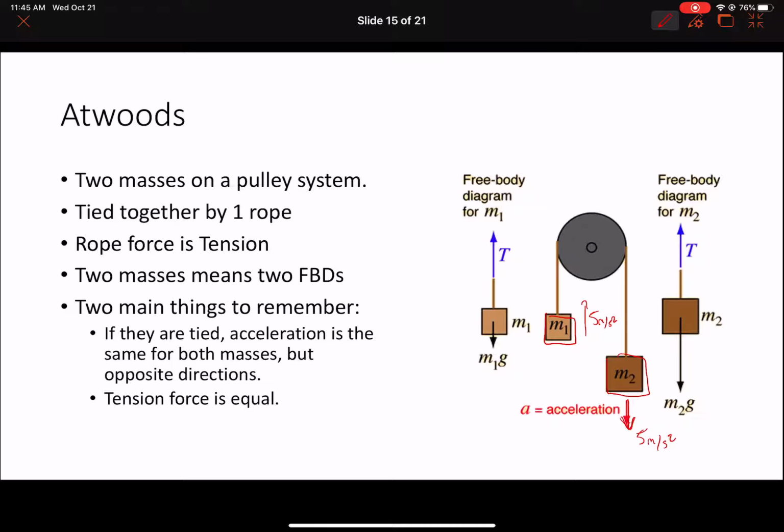And then we also need to remember that tension is the same throughout the rope. We did notes on that the first day. And that's going to be very important for us whenever we solve some of these problems. Tension is the same throughout the rope.